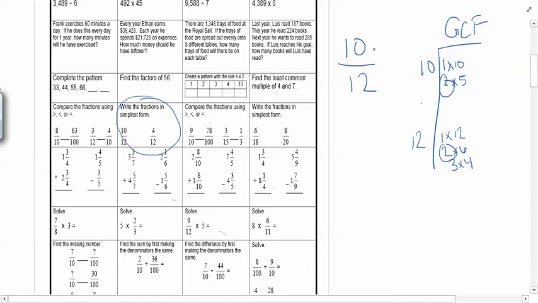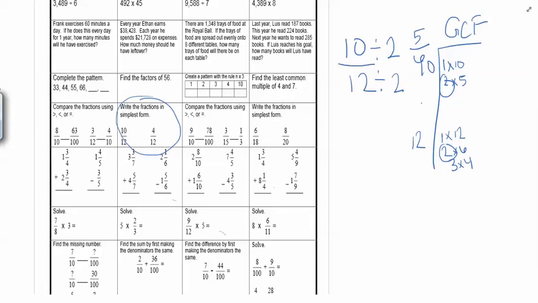So therefore, I'm going to divide both sides by 2. When I say both sides, I mean my numerator and my denominator. 10 divided by 2 is 5, and 12 divided by 2 is 6. So my 10 twelfths in simplest form is 5 sixths.